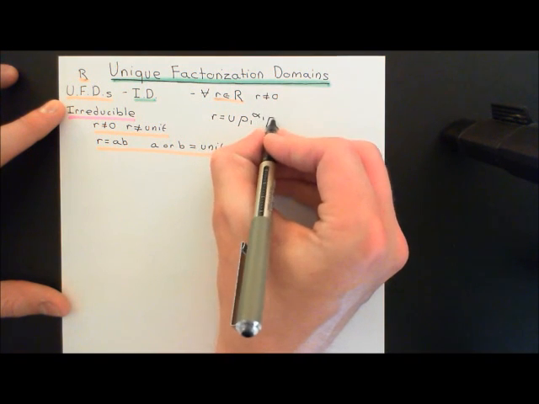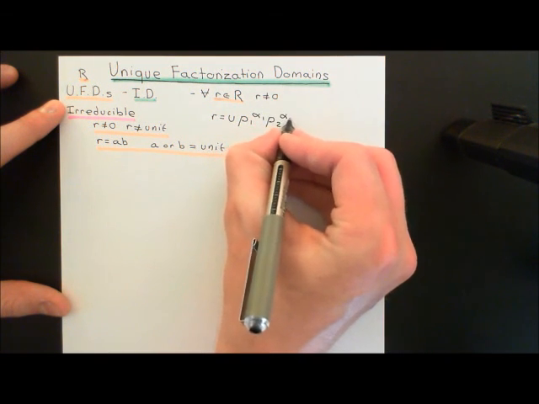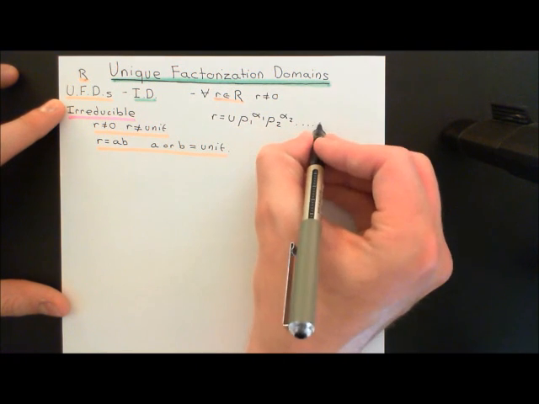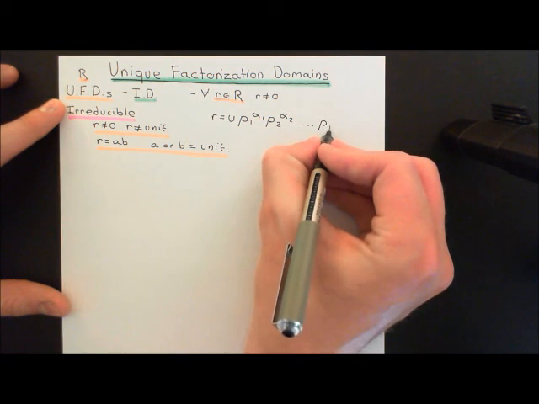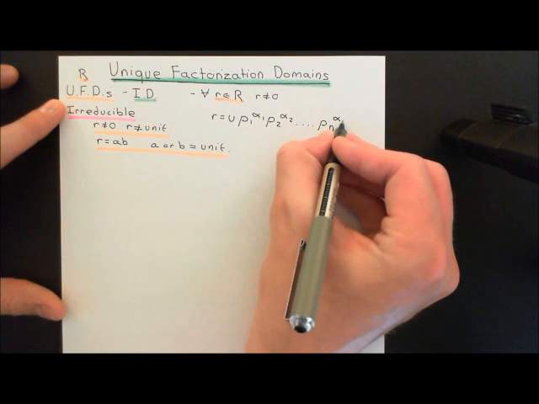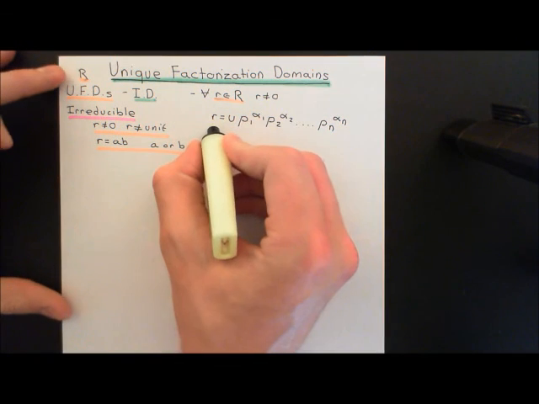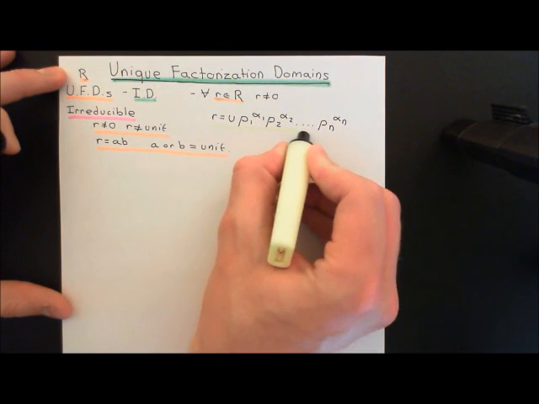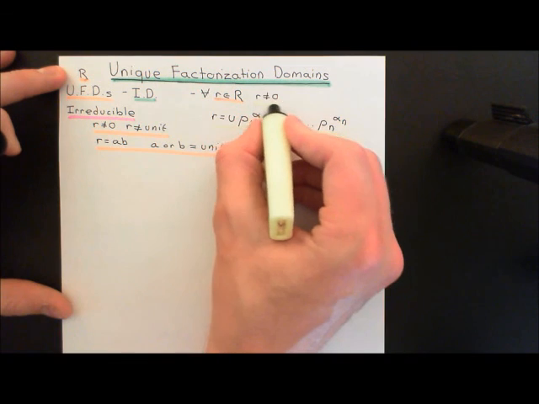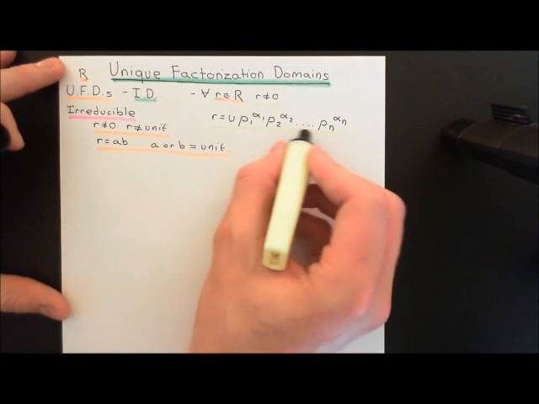And then you'll have times P2 to the power of alpha 2 here, and it will be a finite product of irreducibles, so let's go up to Pn to the power of alpha n. Okay, so this is the definition of a unique factorization domain, that all elements in the unique factorization domain except the additive identity must be writable like this.